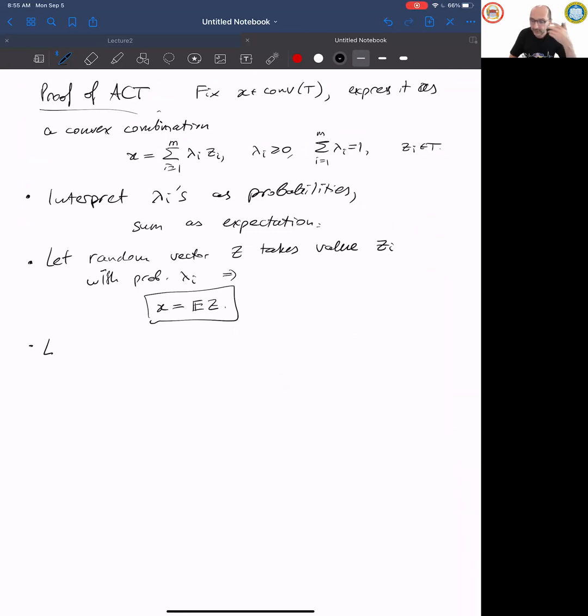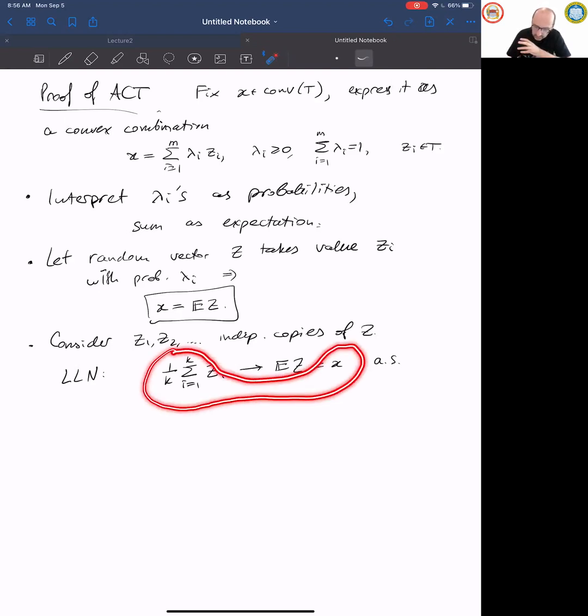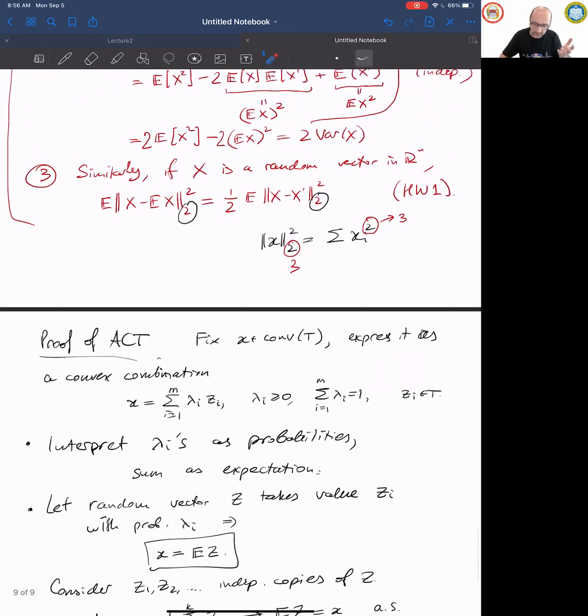Okay, and then we make copies of z. We repeat this experiment and consider independent copies z1, z2, and so on. The law of large numbers says that their averages converge to the expectation, which is x, and this happens with probability 1, almost surely. Now this is starting to look exactly as we need. We are already representing x approximately as a convex combination of zi's, and each zi is a random vector that takes value little zi. That's exactly the context of the approximate Caratheodory theorem.